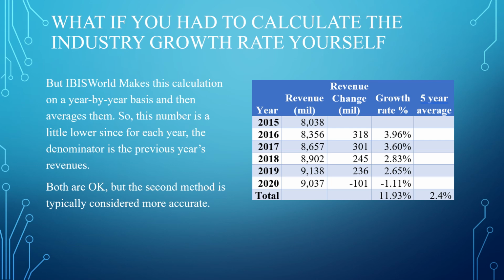So IBISWorld calculates this a little bit differently, and of course the argument is that the second method is typically considered to be more accurate than the first method. But the truth is both methods are okay as long as you understand the assumptions that were made when the calculation was done. That's why it's important when you see a growth rate presented as one single number, like it is in this IBISWorld report, that you are able to figure out how they made that calculation to get to that particular number.